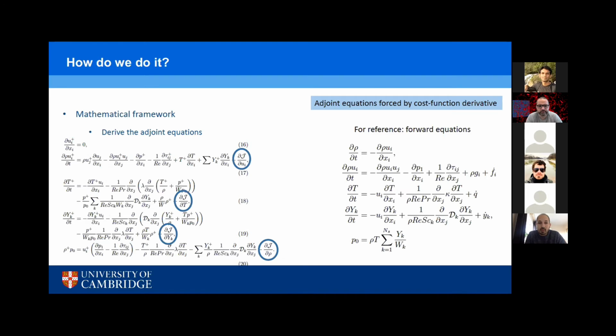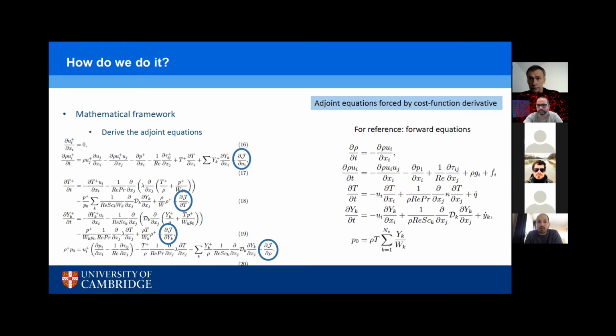Third point that comes out is that the adjoint equations are forced by derivatives of our cost function. So although the adjoint equations will always be the same, we can choose to optimize different cost functions, and the way these cost functions influence the adjoint field is through these forcing terms. The derivative of the cost function with respect to the velocity will force the momentum equation, and so on and so forth. So in this way, we have developed three ideas that the adjoint equations will have. We will have to store the forward variables before we solve the adjoint equations.